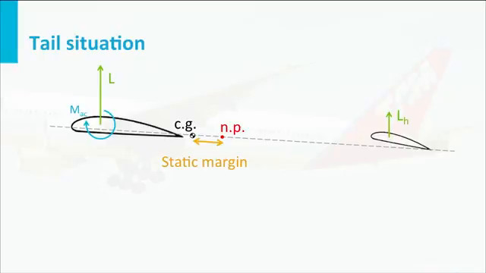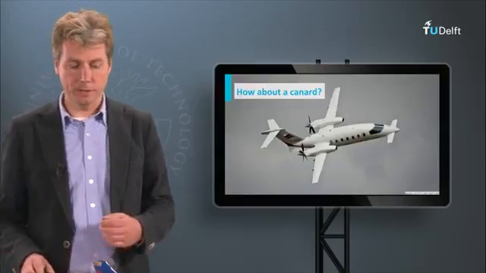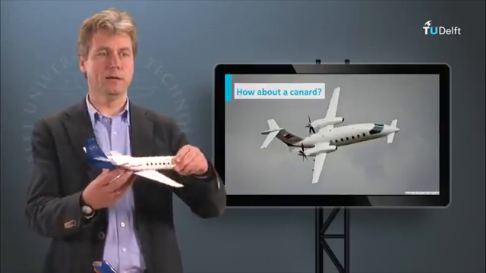It's the distance between the center of gravity where it actually is and the position where it should be in case of neutral stability. So as long as we have a positive static margin, we have a stable aircraft. As soon as we get our center of gravity beyond the neutral point, then we will get an unstable situation. Well, this is of course true for a conventional configuration like we have here.